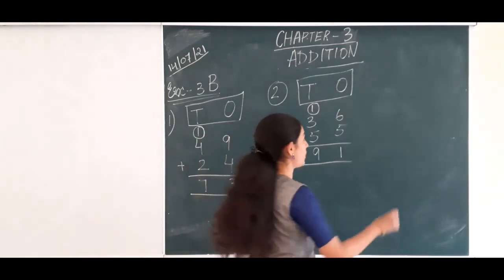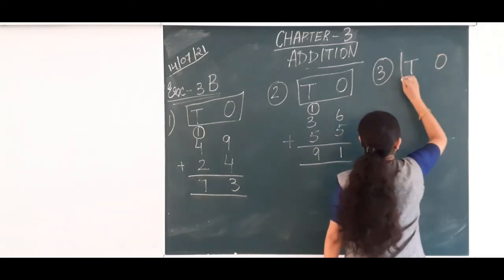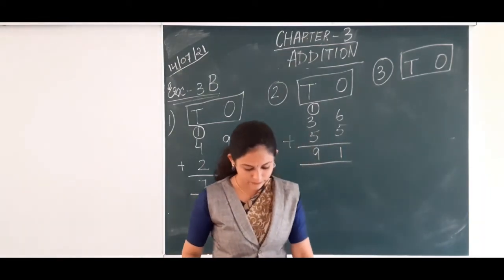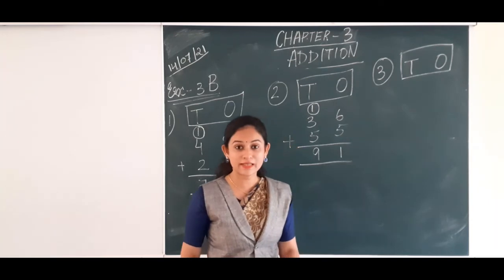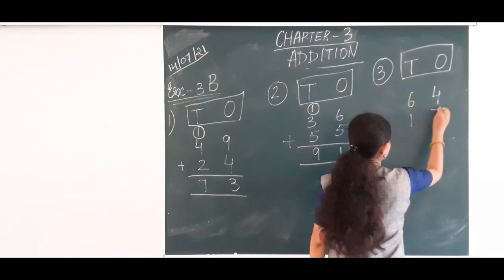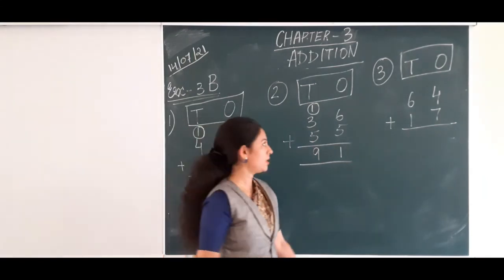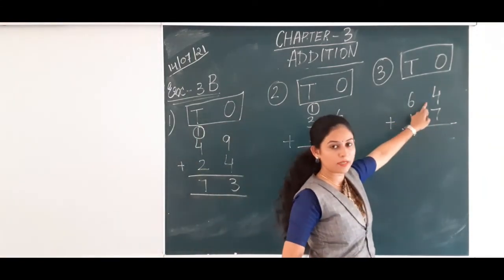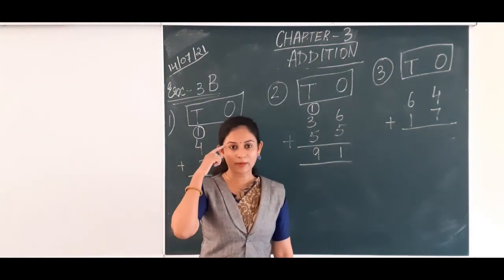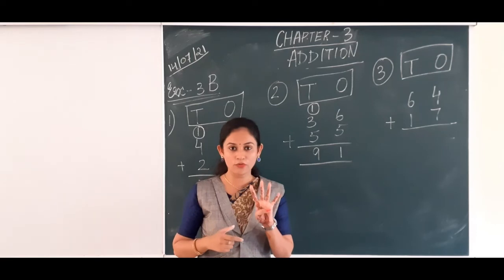One more question we will do, question number 3. It is 64 plus 17. First 4 plus 7, or 7 plus 4. We can add in any order. So 7 we will keep in our mind and 4 fingers out.